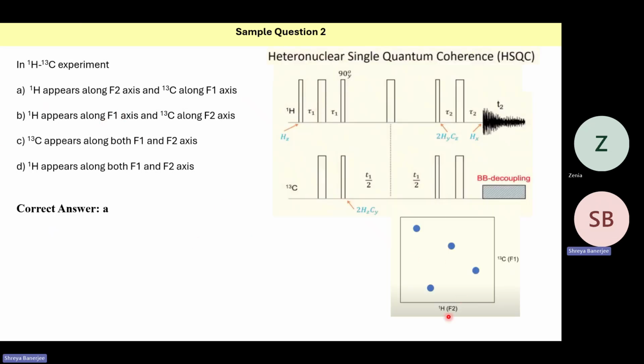If you remember, HSQC shows correlations between carbon and hydrogen, and the 13C is generally along the F1 axis and the 1H is along the F2 axis. So that is your answer A, that 1H appears along the F2 axis and 13C along F1. Other heteronuclear experiments can be between 1H and 15N as well. That is the more commonly used experiment. And there again, the 1H is always along F2. The other nuclei, be it 13C or 15N, will be along F1. So the correct answer is option A.